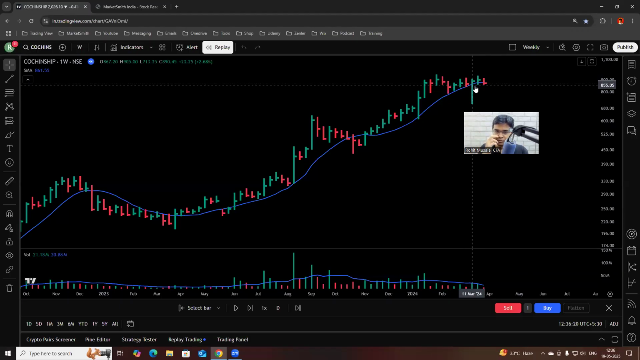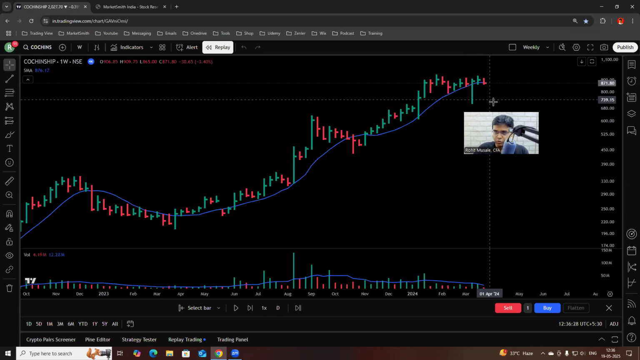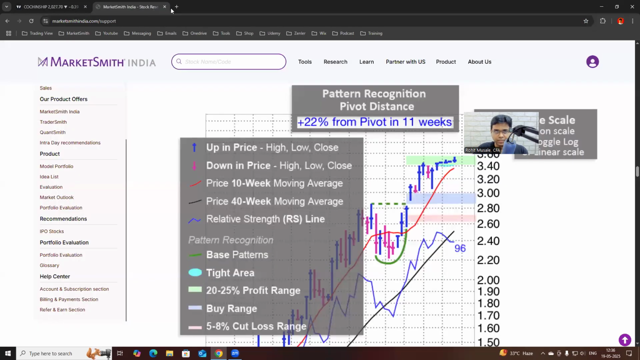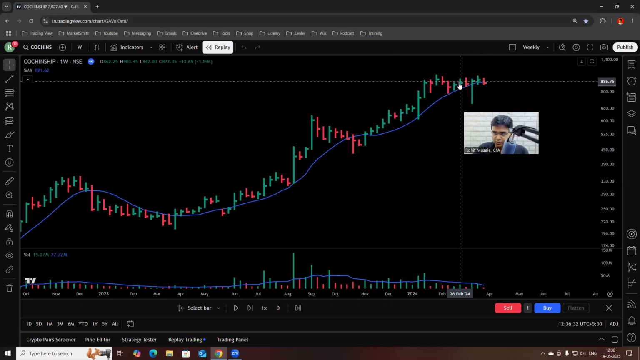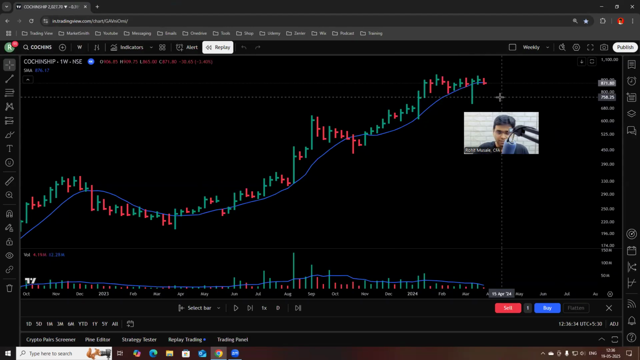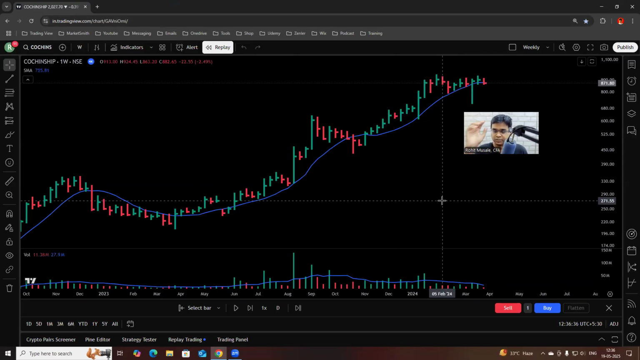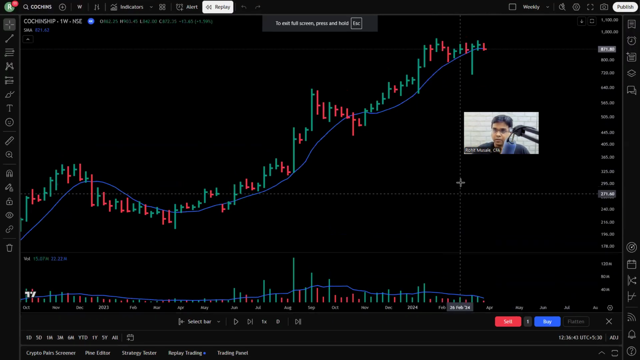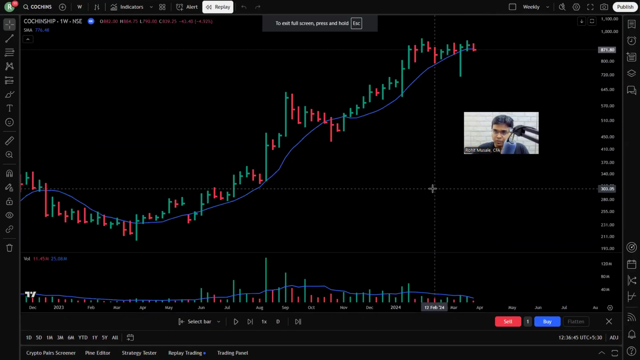Now, I cannot show you the Cochin Shipyard chart on MarketSmith because that will show you the current prices as well. I don't want to do that. But you can go back and check the Cochin Shipyard base. This is called tight price action. So tight price areas consist of two things: tight closing and smaller spreads on the weekly bars. Yeah. So for now we understood the importance of tight price areas inside the base.